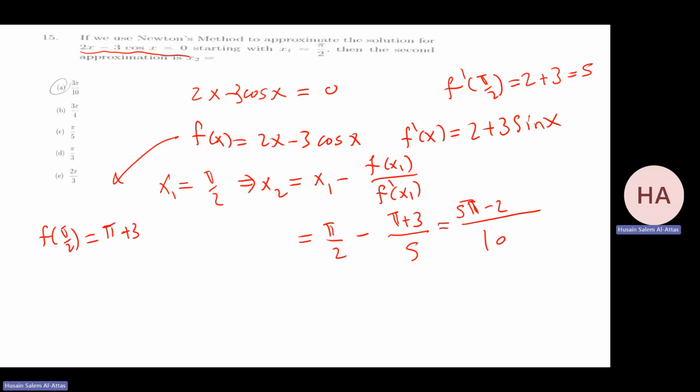Wait a minute. No. What is this? No. F of pi over 2 will be pi cosine pi over 2 is 0, not 1. Sorry, cosine pi over 2 is 0, so it will be pi only. So this is pi. Sorry for that. This is pi, so I have over 10, 5 pi minus 2 pi, which is 3 pi over 10. You need to be careful about the calculation.